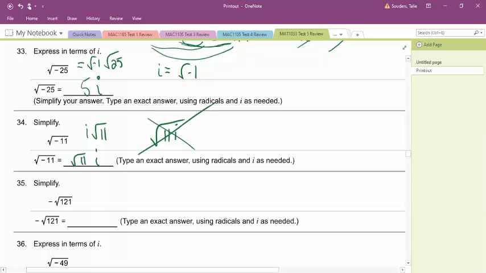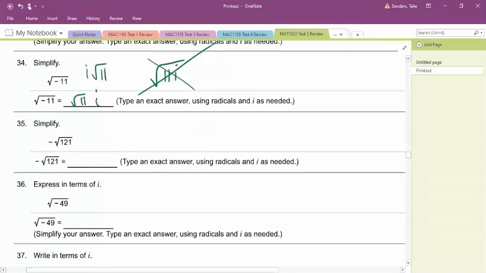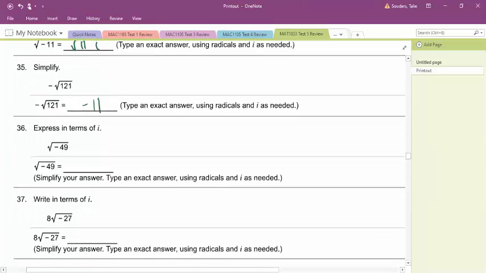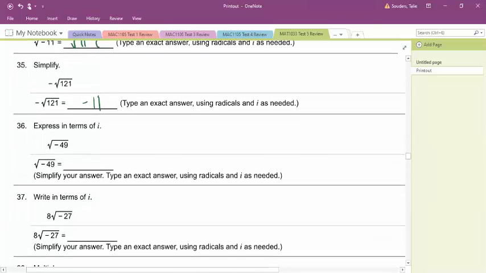So as long as you put i outside the radical, and it does not matter if you put it before or after the square root of 11, it just cannot be inside. Negative 11. Why did you not include i in your answer? Because the negative sign is outside of the radical.